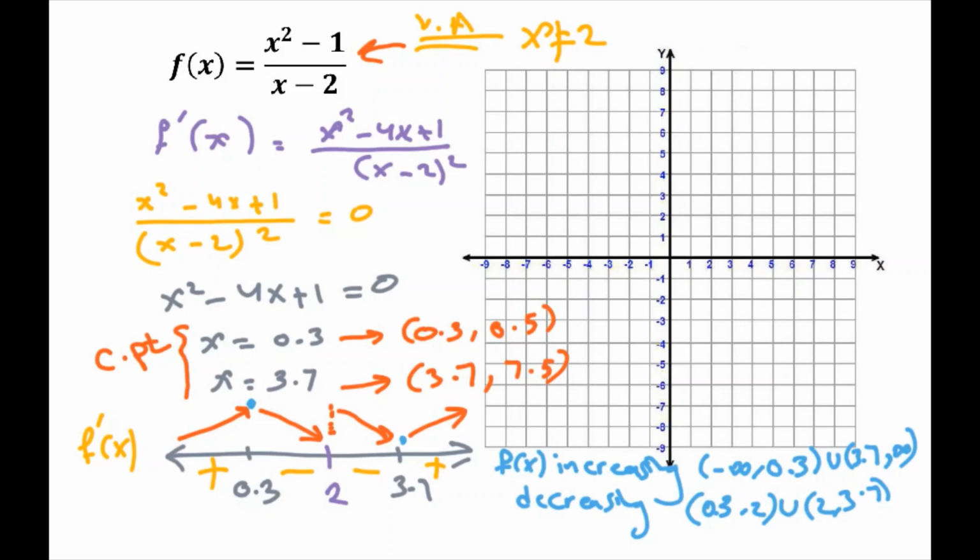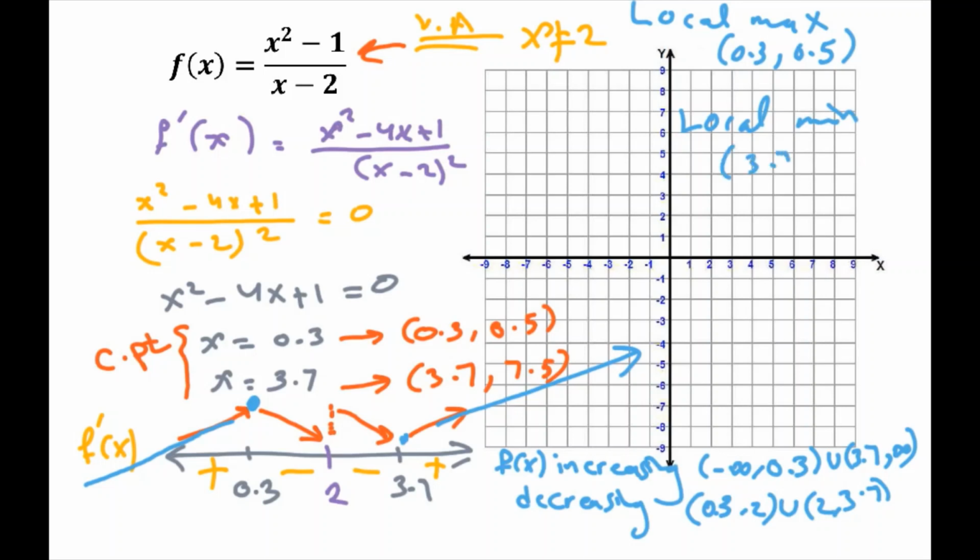Now I do have extreme values, and basically since the function is growing, this is going to be a local maxima, and since the function was coming from down, this is a local minima. So local max at 0.3 and 0.5, local minima at 3.7, 7.5.